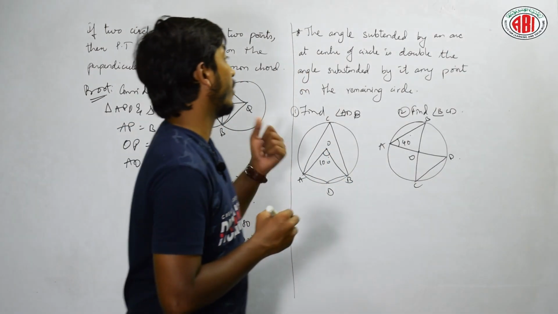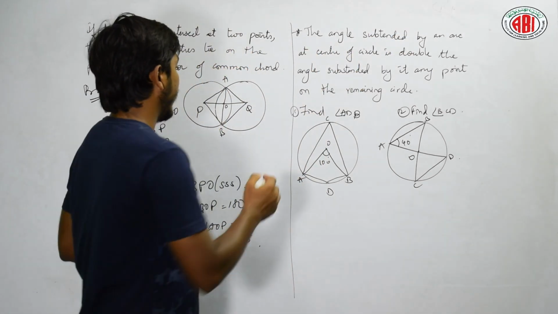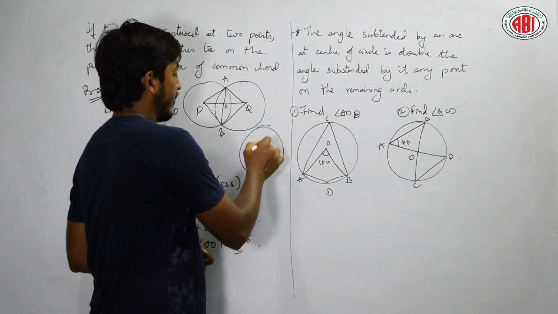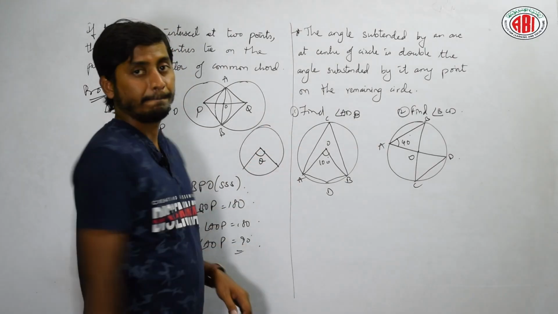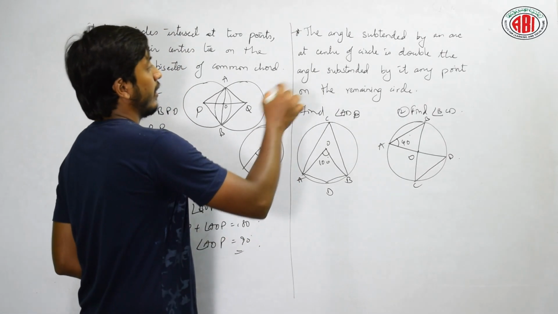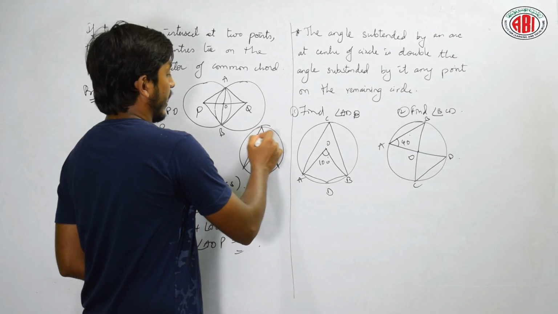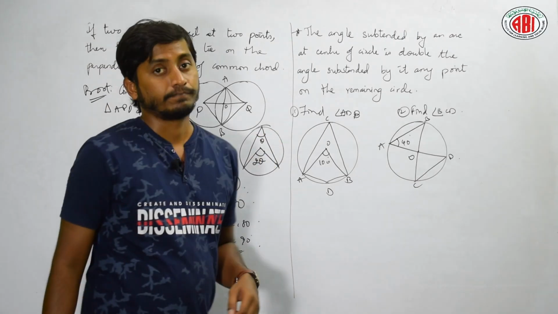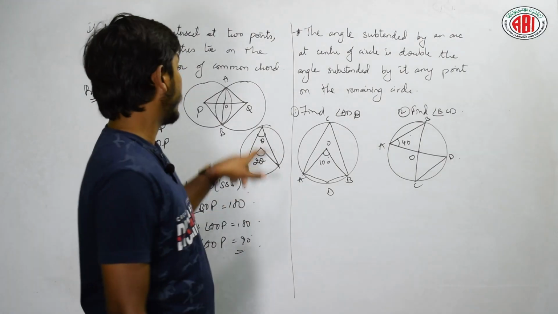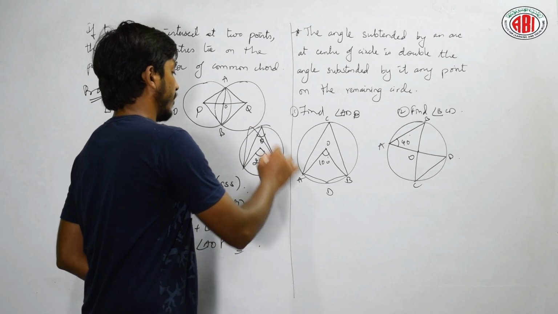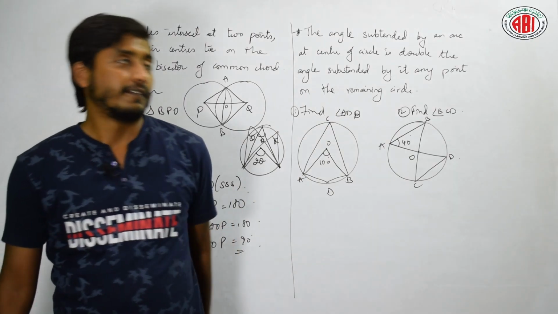Let us have the statement of one more theorem, that is, the angle subtended by an arc at the center of a circle. Let us say, for example, if this is an arc and this is some angle theta, it is exactly double the angle subtended by any point of the circle. If this is theta, this will be 2 theta. The angle subtended by this arc is always double the angle subtended by any point of the circle. It might be here, or here, or here. Is it clear? Fine.